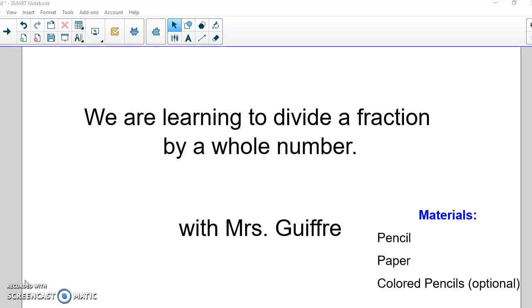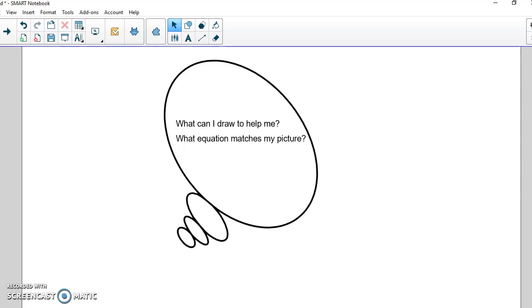The materials you will need are a pencil, paper, and if you have colored pencils, you can use those as well. But you don't need them, but if you have them, that would be great. As we go through our lesson today, we're going to ask ourselves, what can I draw to help me figure this problem out? And then, what is my picture telling me and what equation matches it?